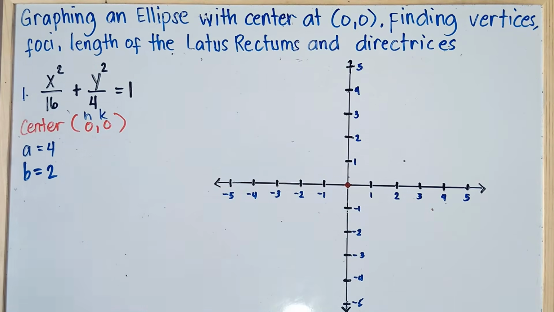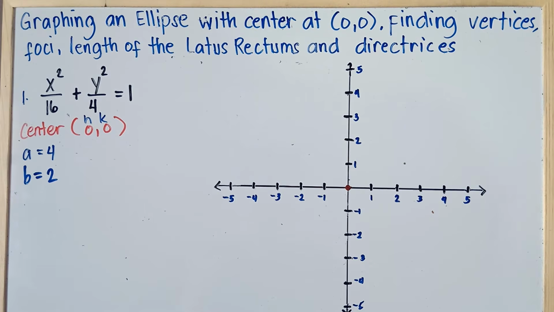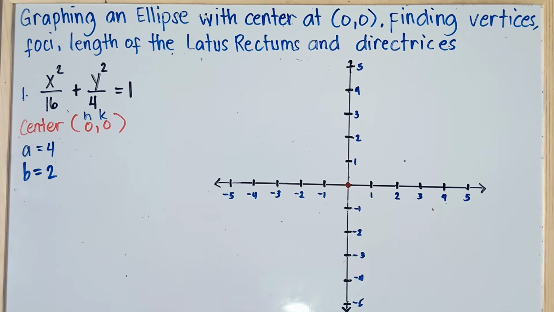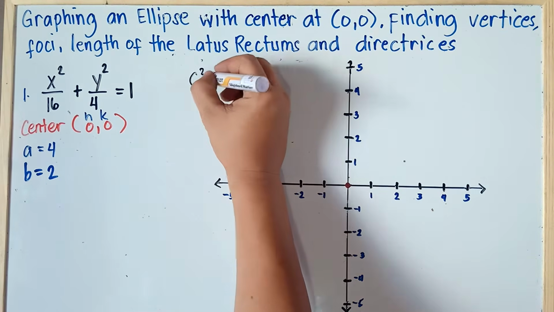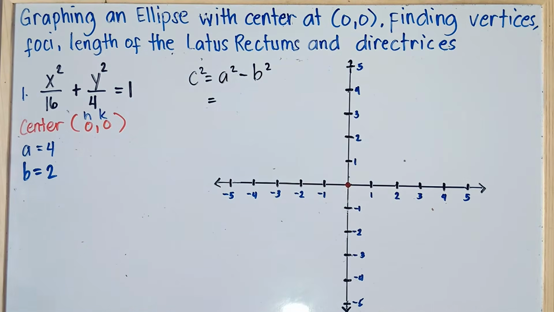Once again, class, in this ellipse we have two focus points. We call this one foci. Now, how to get the foci, sir? To get the focus, the formula is c squared equals a squared minus b squared. So to find the value of c for the focus, a squared minus b squared.